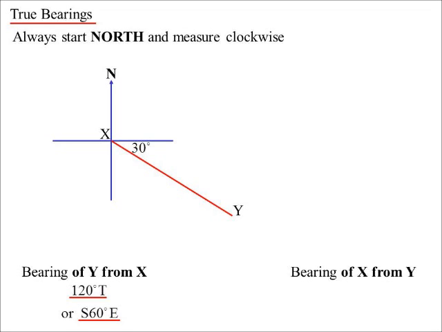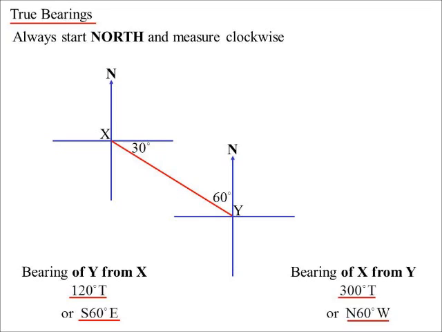And if I'm looking the other way, of x from y, now I'll put the compass at y, and it would be 300 degrees. Start at north, go around clockwise. And as a compass bearing, north 60 degrees west. So that's all the sort of language that we see in those classic trig problems.